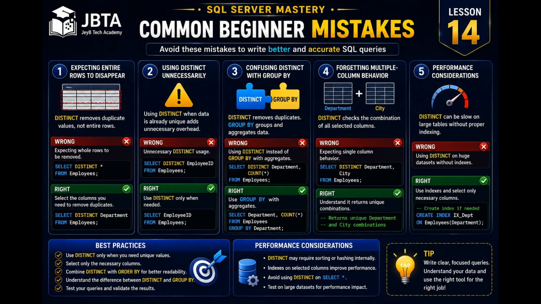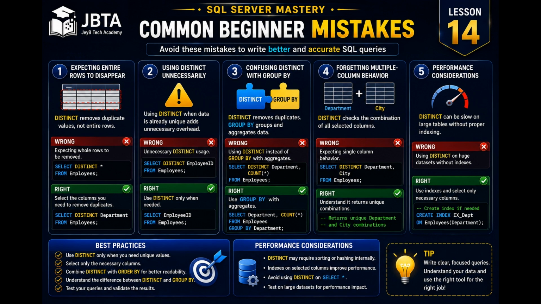Now let's look at some of the most common mistakes beginners make when using the distinct clause. Understanding these mistakes will help you write cleaner, more accurate, and more professional SQL queries. The first and most common mistake is expecting the distinct clause to remove duplicate rows from the database. This is not true. The distinct clause only removes duplicate values from the query result. It never changes or deletes the actual data stored in the table.